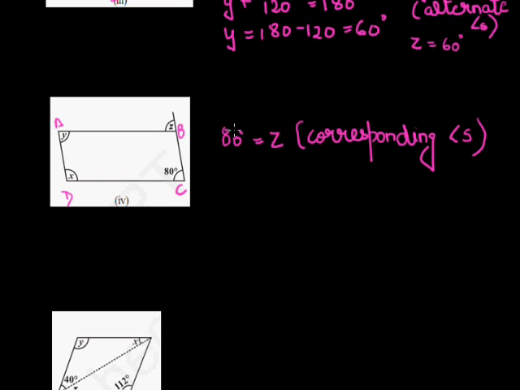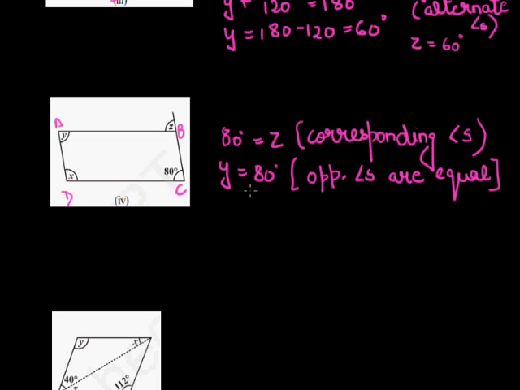Now if I have to find the value of Y, Y will also be equal to 80 degree. Opposite angles of the parallelogram are equal. Opposite angles are equal in a parallelogram. Now coming to the value of X, X plus 80 degree is equal to 180 degree. So the value of X will be equal to 180 degree minus 80 degree, that is equal to 100 degree.